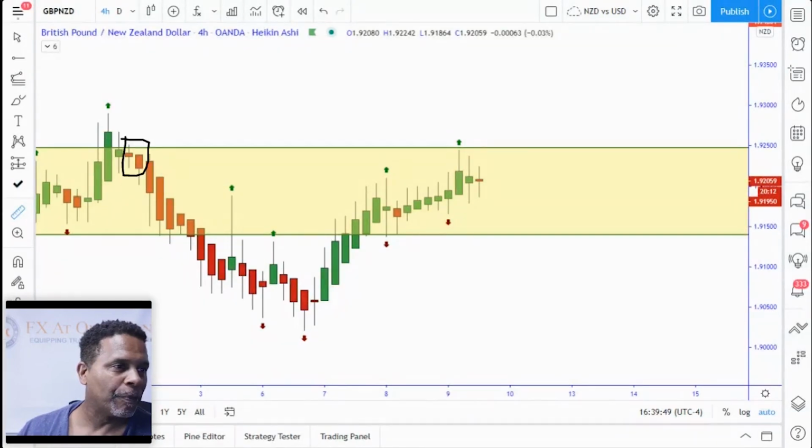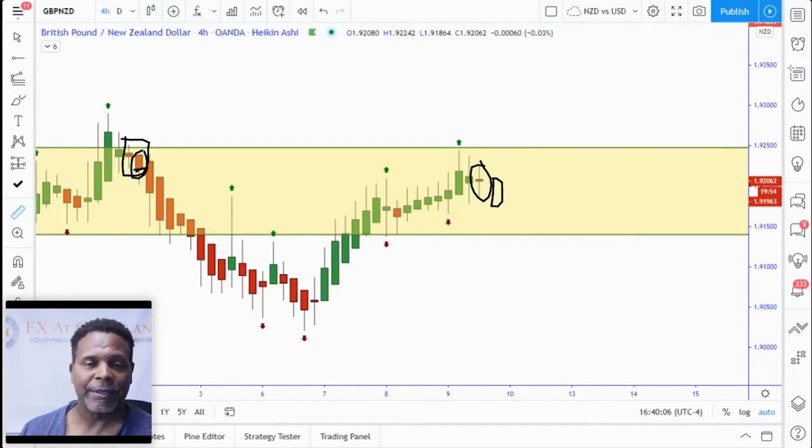Because this candle is this candle. And then we take this candle and move it over here at 9 o'clock tonight. That's your entry right there. That would be how you enter the market. See how that is?